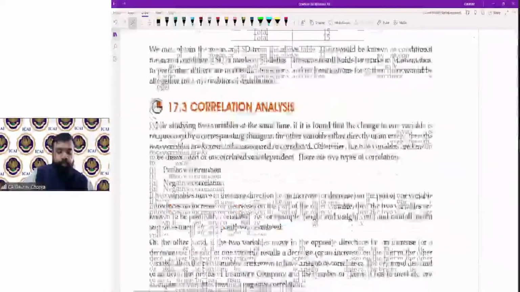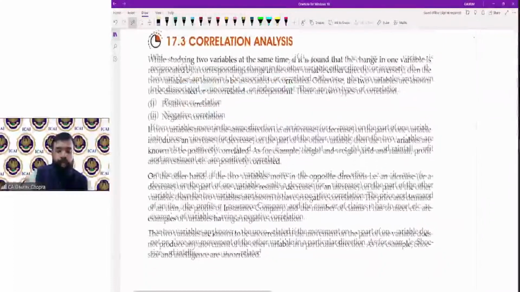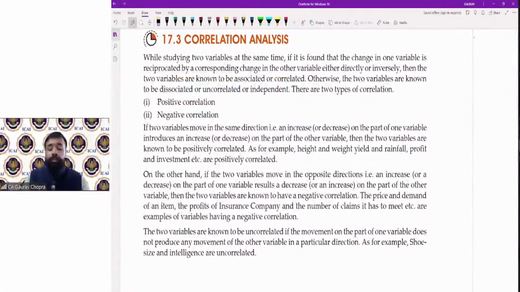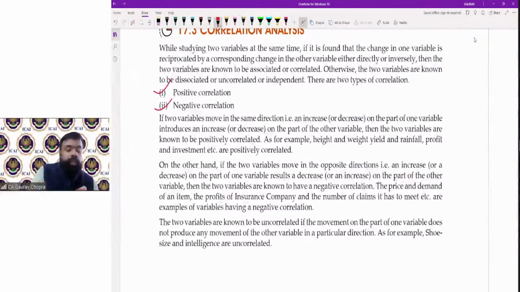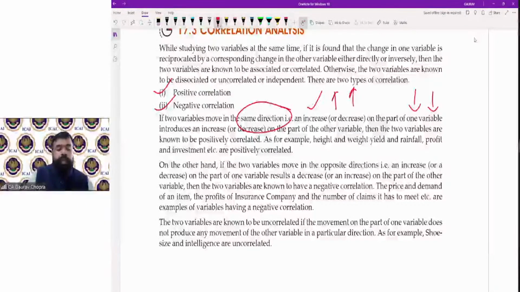Now, let's move towards the correlation analysis. So now, as we had discussed in the beginning, correlation is categorized as positive or negative. So when both the variables are in same direction, then correlation is said to be positive. So both of them can be in increasing direction, or both of them can be in decreasing direction. But the direction should be same. Then correlation is said to be positive.